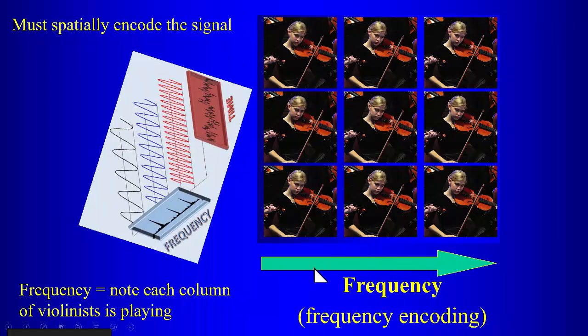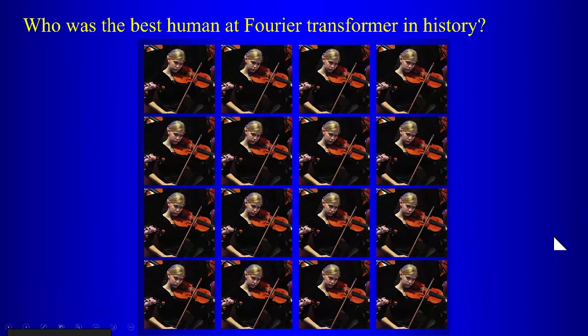The easiest way to understand that is the frequency encoding gradient, frequency this way. So say I have 3 columns of violinists here in my imaging slice. I will tell each violinist, play a different note. You play C, you play D, you play E. Your amplitude doesn't change, but the frequency of the note is different, right? So I now have 3 different notes, and I can break that down into the combined amplitude of all 3 different notes, okay? That's frequency encoding. And that's part of Fourier transformation.